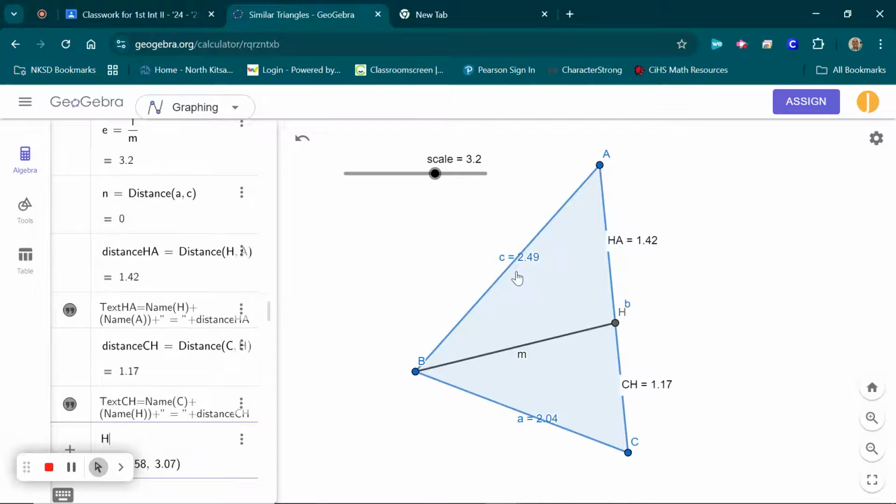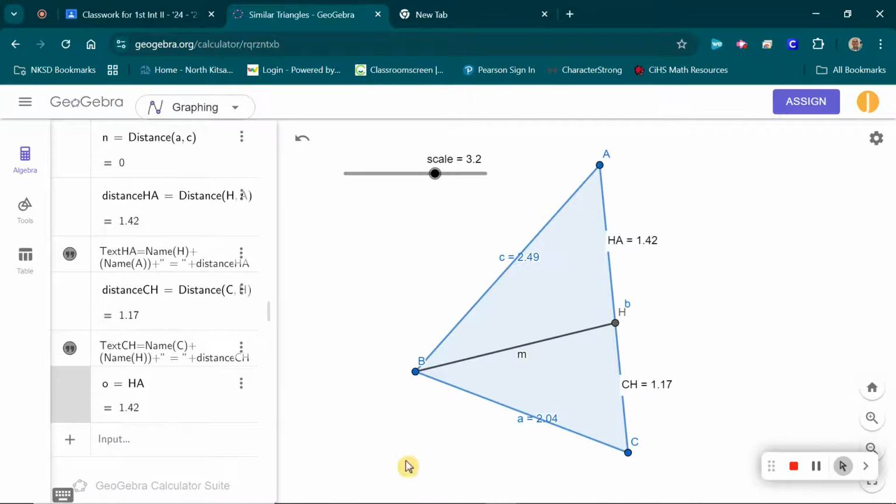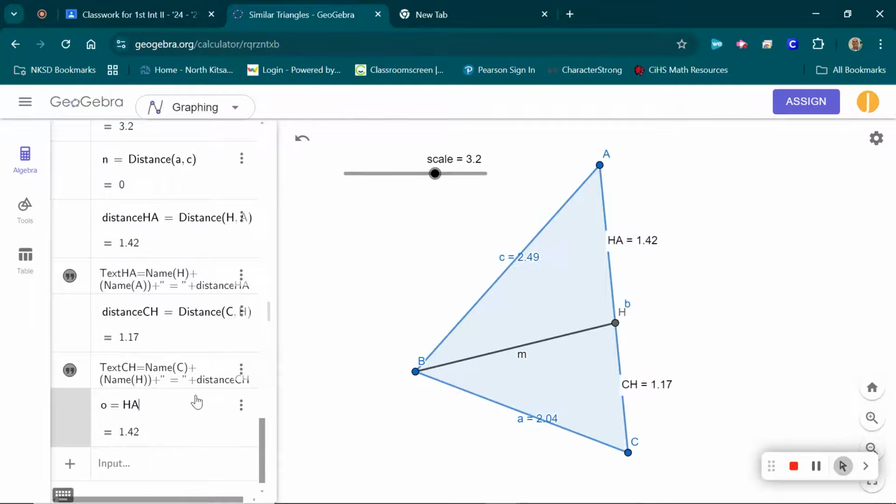I can go HA, I'm going to capitalize it. Let's move this out of the way. See how it says 1.42? That's exactly what I was expecting, right? And then I go divided by C. I'm not going to type in 2.49, I'm going to put C down, okay? So I'm taking 1.42 divided by 2.49. Now it's still saying 1.42 here because I think I haven't hit enter yet.